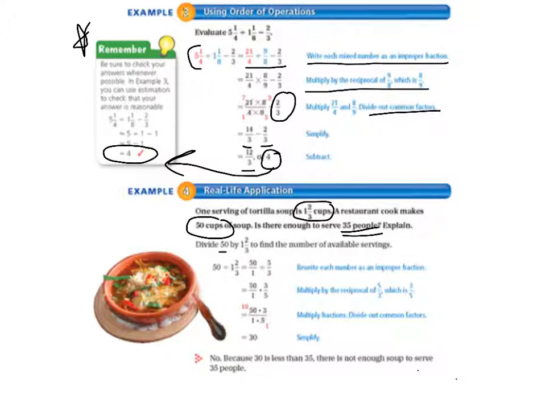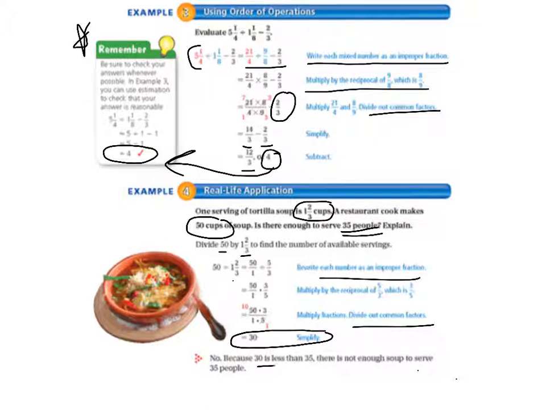So we're dividing 50 by 1 2/3 to find the number of servings. So 50 divided by 1 2/3 equals 50 over 1 divided by 5/3. So we rewrote everything as an improper fraction, and then we're going to multiply by the reciprocal of 5/3. And when we do that, we divide out the common factors. 5 goes into 50 10 times. We can't do anything with the 1 and the 3. So 10 times 3 is 30, and 1 times 1 is 1. Nothing to simplify, but we have 30 servings.